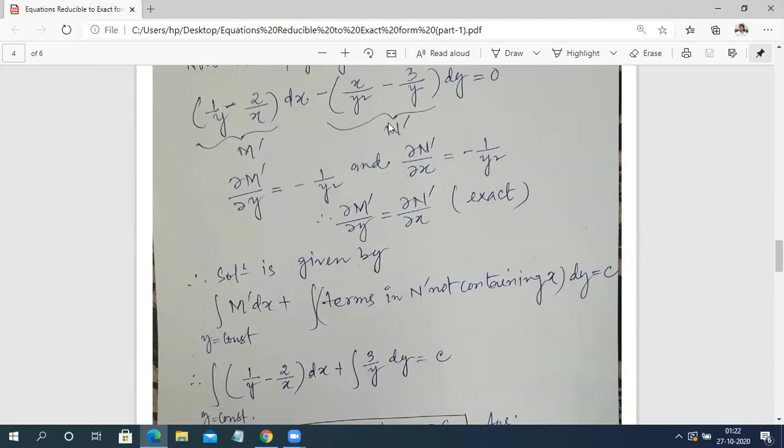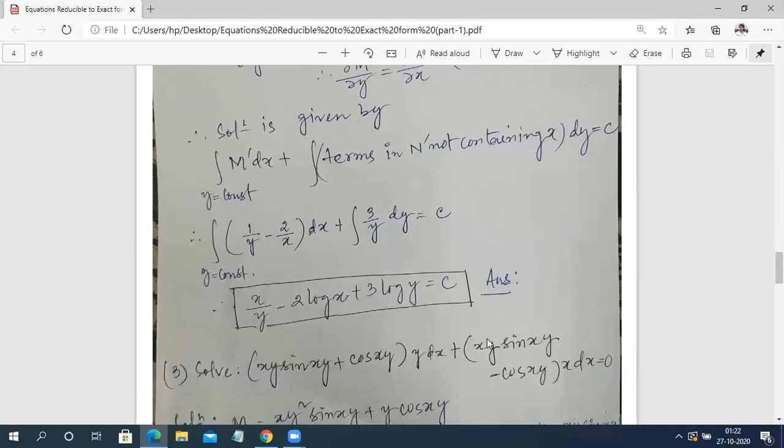So the solution will be integration of m dash dx, keeping y as constant, plus integration of the terms in n dash which are free from x, into dy, is equal to c. So m dash is this function. So integrate this, and the term in n which is free from x is only 3 by y. So integrate 3 by y with respect to dy, and then this is your answer.